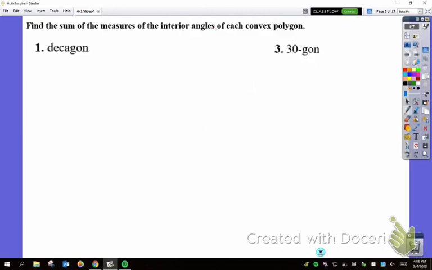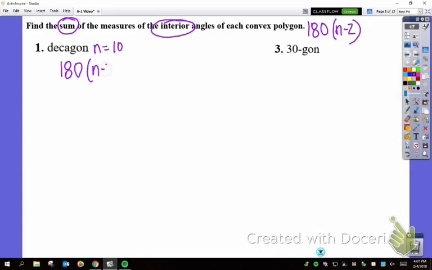Okay, our first examples are asking us to find the sum of the interior angles. So our formula for the sum of the interior angles is 180(n minus 2). So our first example is a decagon, which means we have a 10-sided figure, which means we say 180(n minus 2) with n being 10, so 10 minus 2, so 180 times 8, which gives us 1,440 degrees.